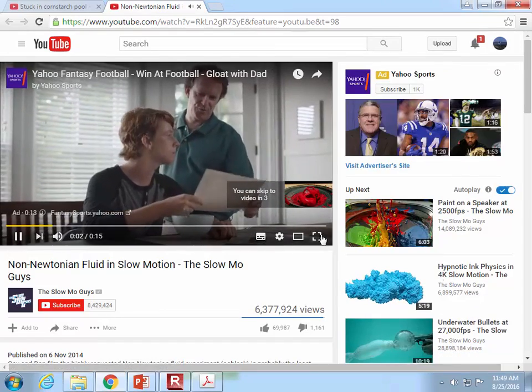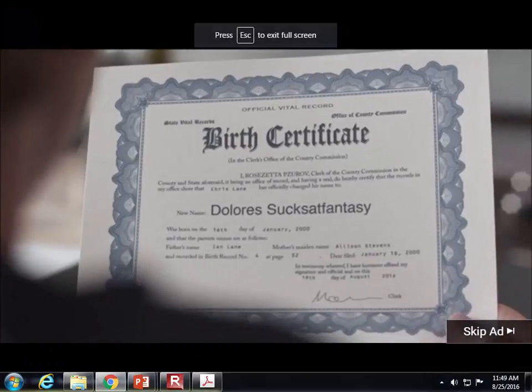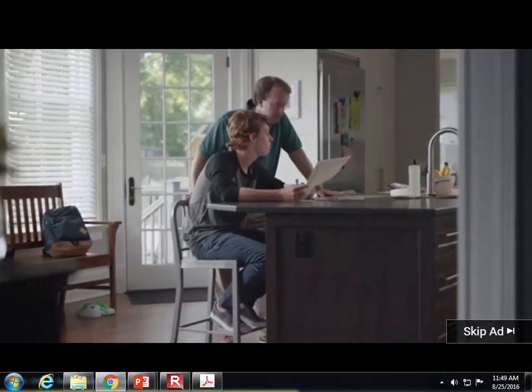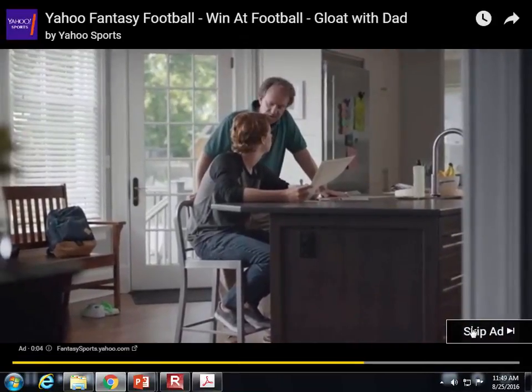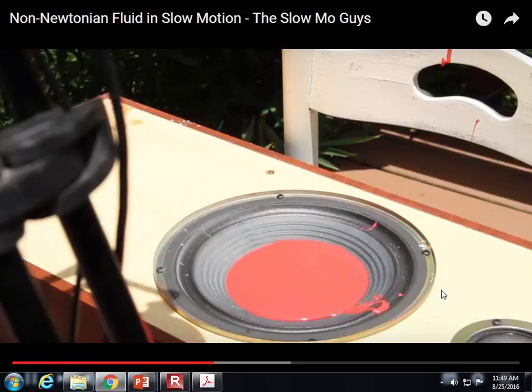What's this? Your new birth certificate. I had your name legally changed. Dolores sucks at fantasy. Does Mom know about this? Yeah. All right, ready? Yeah, ready? Go for it.